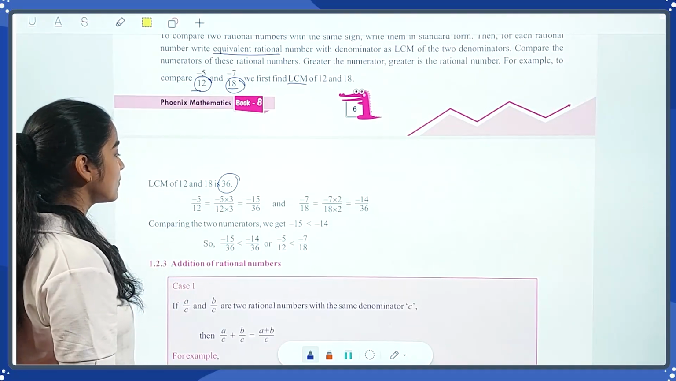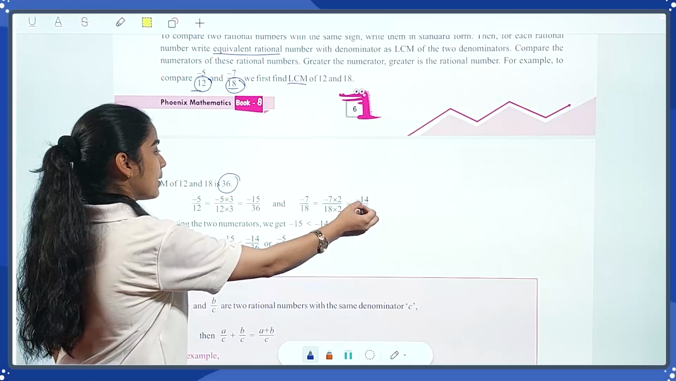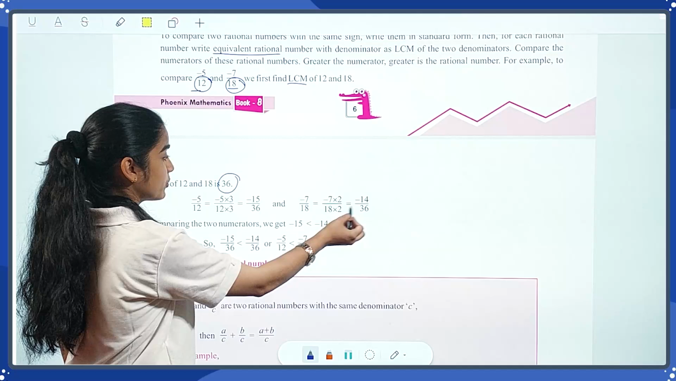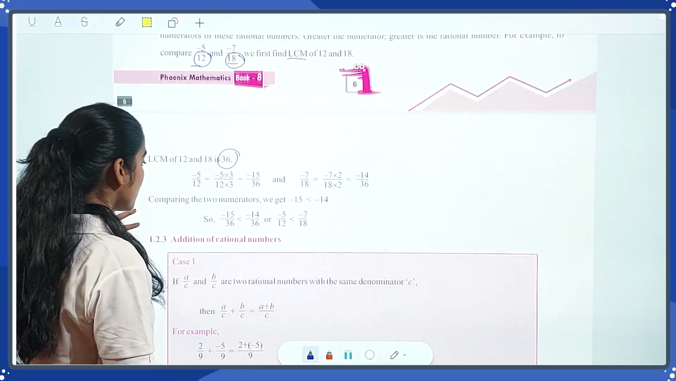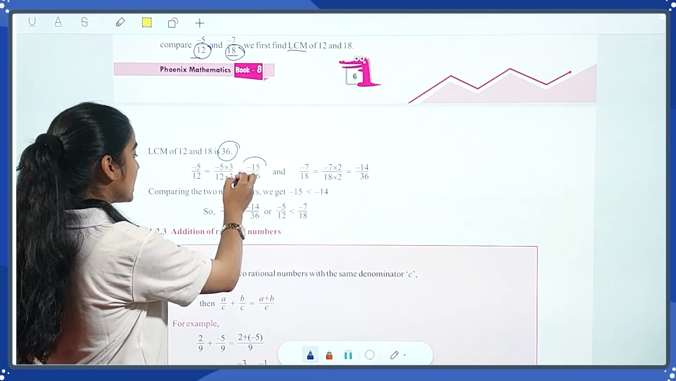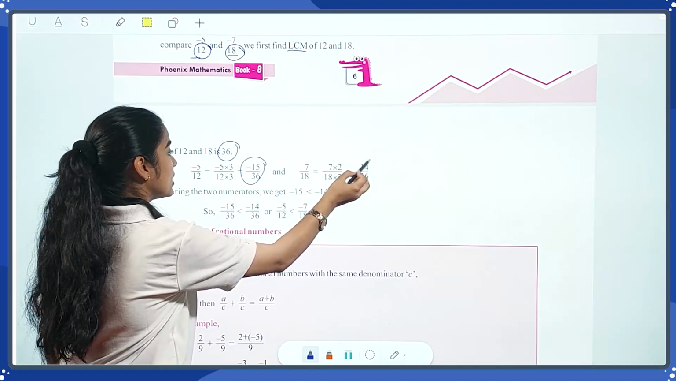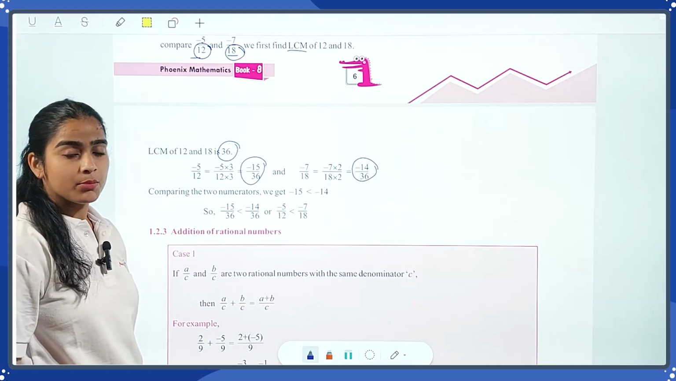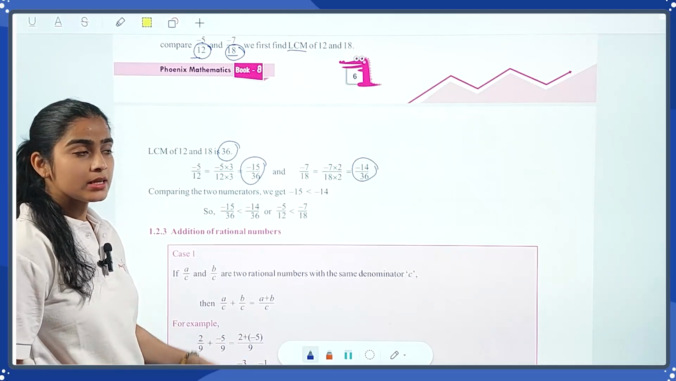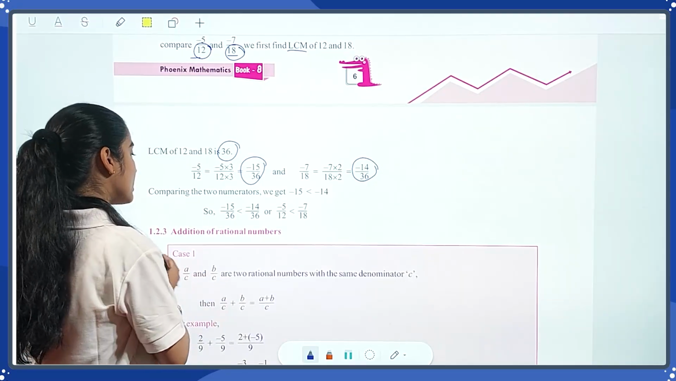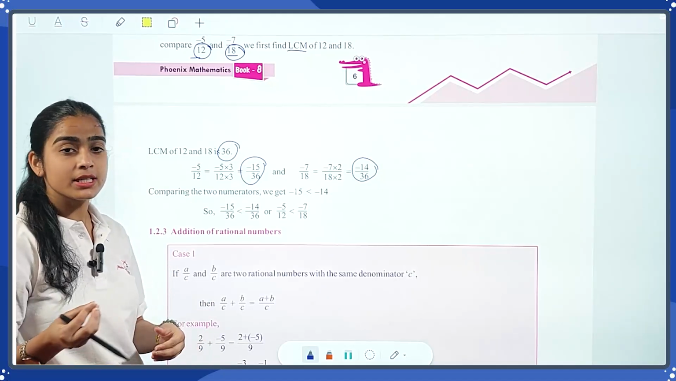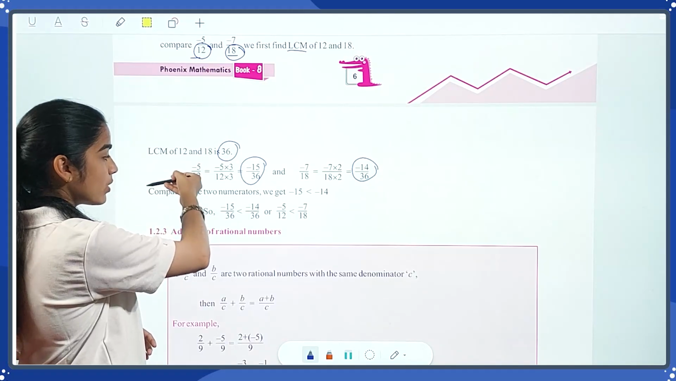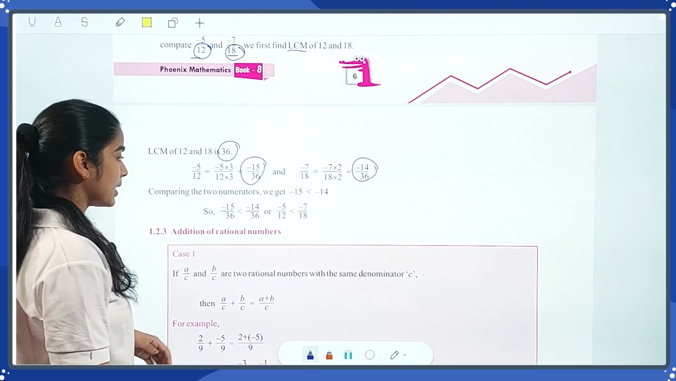So minus 15 by 36, and here you get minus 14 by 36, because in the 18 table, multiplying by 2 you get 36. Okay, now you have two numbers, which are minus 15 by 36 and minus 14 by 36. Looking at them, tell me which one is bigger. We already discussed that when we move towards the left, the value decreases. So for minus 15 we have to move towards the left hand side more as compared to minus 14 by 36.